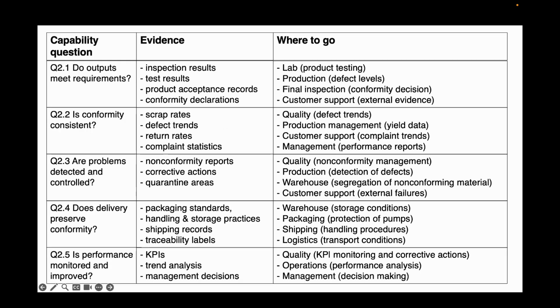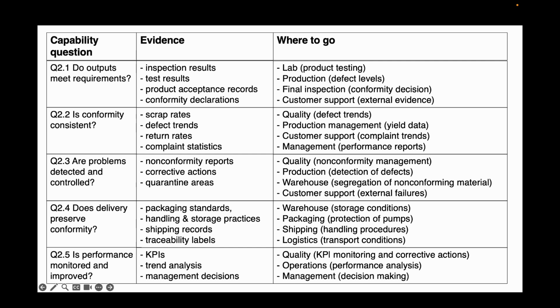Now we move from implementation questions to the capability questions, as we defined in video number 2. So far, I have been asking, is the process implemented as planned? Now I begin to ask, is the process delivering results? So questions like, do outputs meet requirements? Is conformity consistent? Are problems detected and controlled? Does delivery preserve conformity? Is performance monitored and improved?